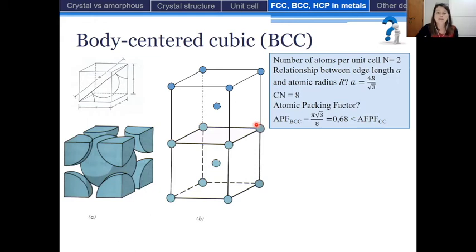Okay, and for the atomic packing factor, knowing the relationship between A and R in this structure, you can calculate using the formula given above. And you will find that the atomic packing factor in the BCC crystal structure is equal to 0.68. So it is lower than the atomic packing factor found in the FCC structure. Which means that the materials that crystallize in FCC structure will be denser than the ones that crystallize in a BCC crystal structure. And we know it by calculating the atomic packing factor of the unit cell.